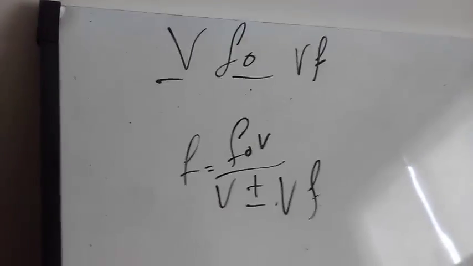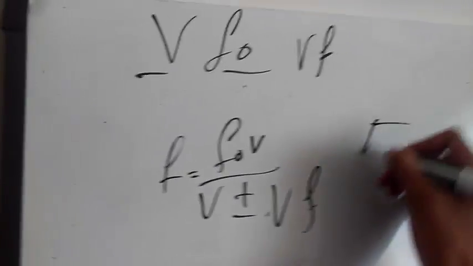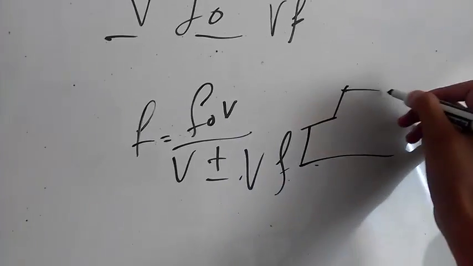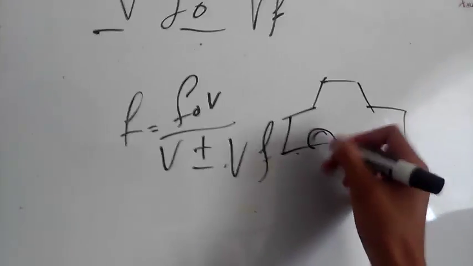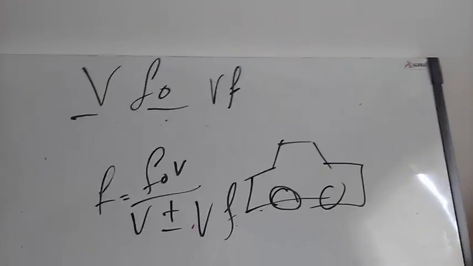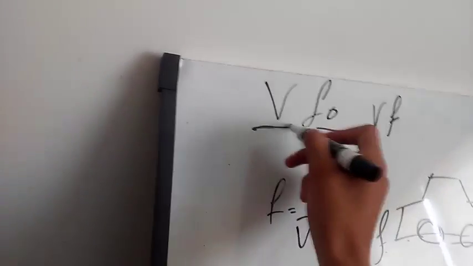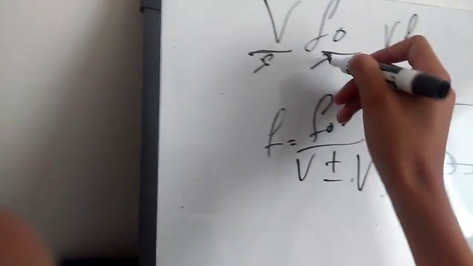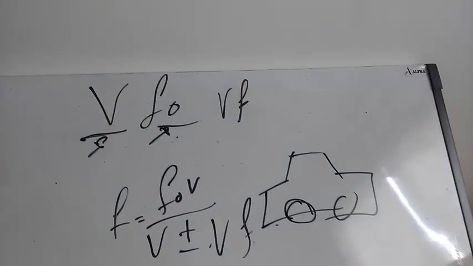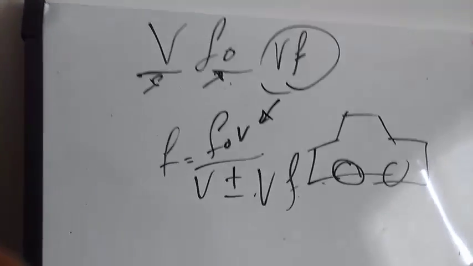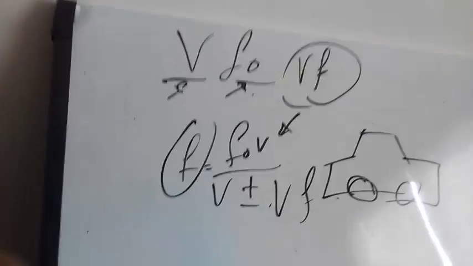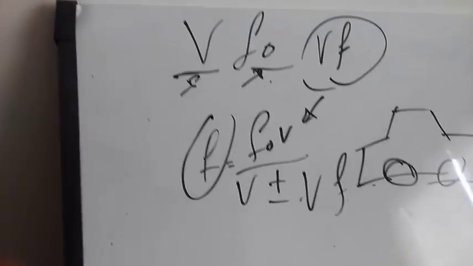Exercise number 5, they ask us to get the frequency of the sound which an ambulance is making. For that they give us the velocity of sound through the air, and they give us the initial frequency, and they also give us the final velocity. So all this data we can use on this formula to calculate the frequency they are asking us to calculate.